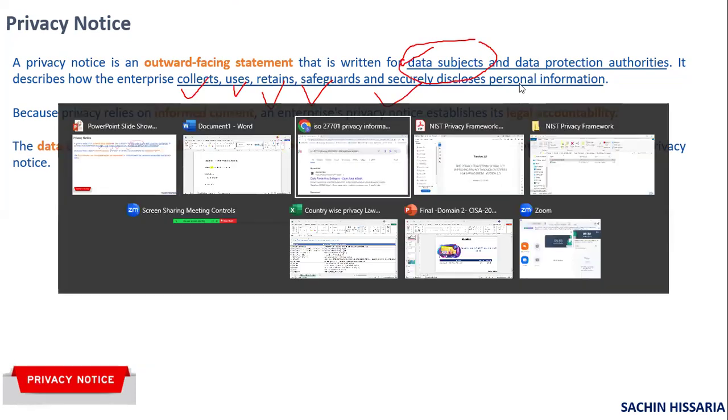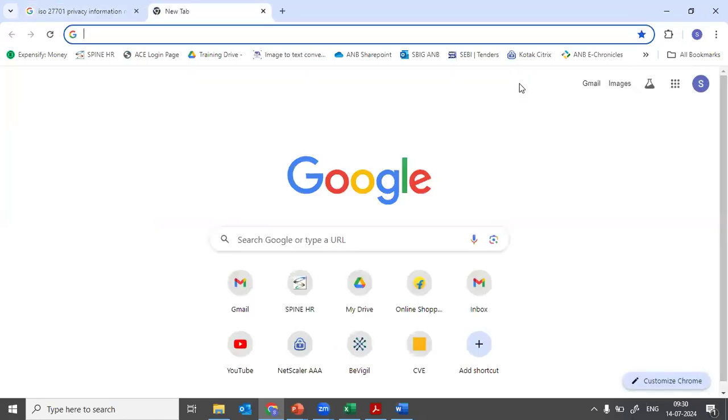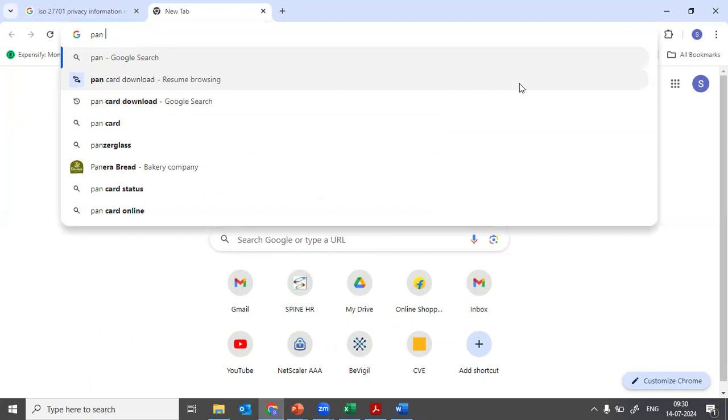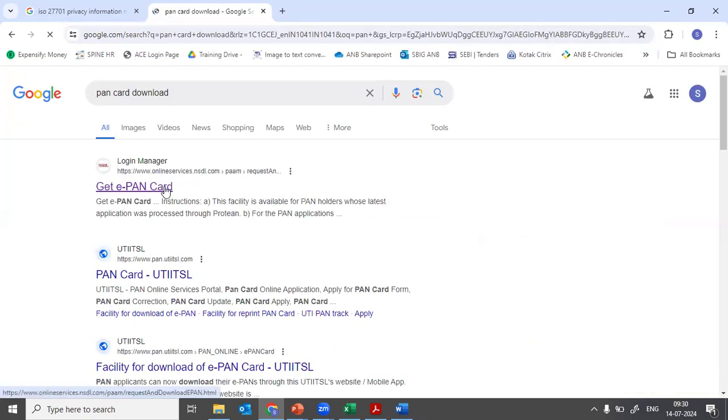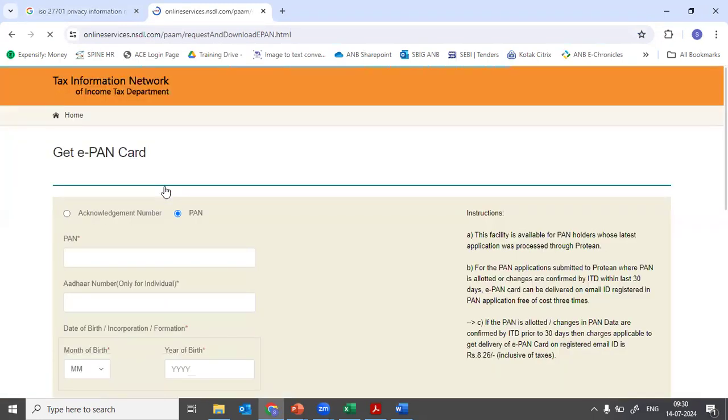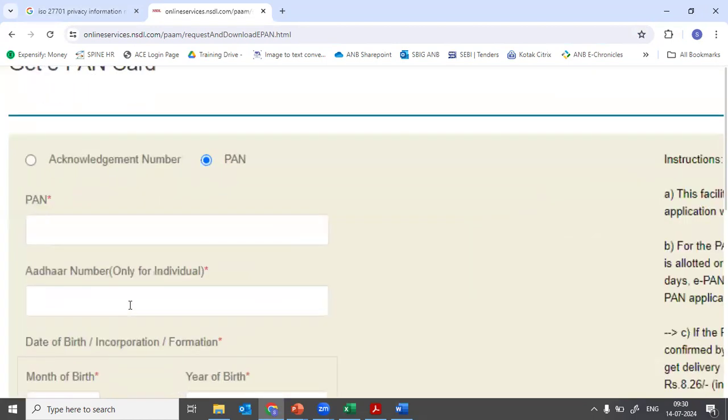Now, let me show you one example of a privacy notice. For example, I want to download my PAN card. When I go to this website, they are collecting my personal information. See, the Aadhaar number is personal information in India. If you are watching this video from another country, you can understand that it is our identity number.